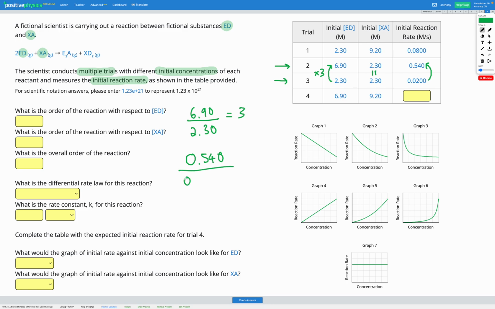I started with 0.0200. That ends up getting me 27. Our reaction rate multiplied by 27. So if my initial concentration of ED multiplied by 3, my reaction rate multiplied by 27. 27 is 3 to the power of 3, because 3 times 3 times 3 gets us 27. So that's telling us our order of reaction for the concentration of ED is 3. It's third order.